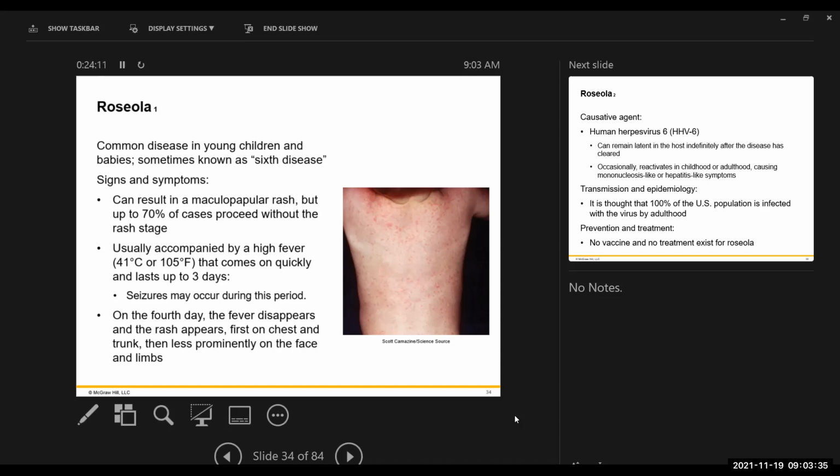So we had fifth disease, now we have sixth disease. Roseola infantum is also called exanthema subitum.